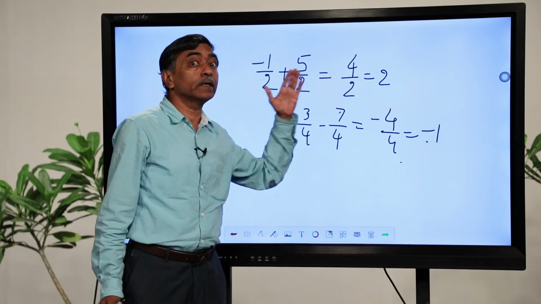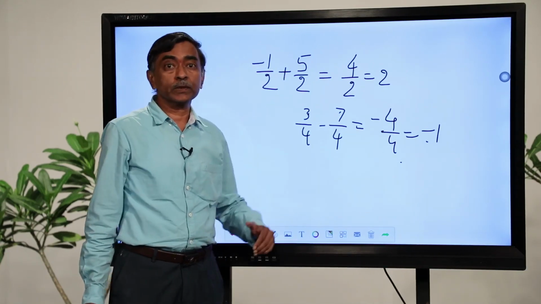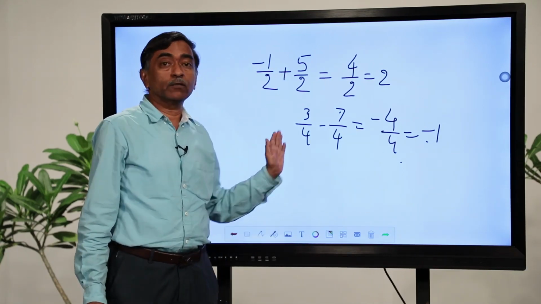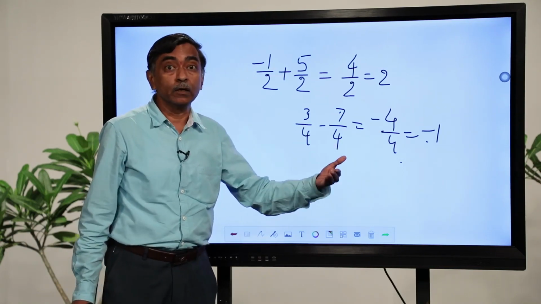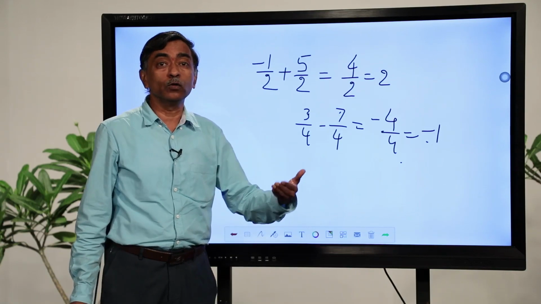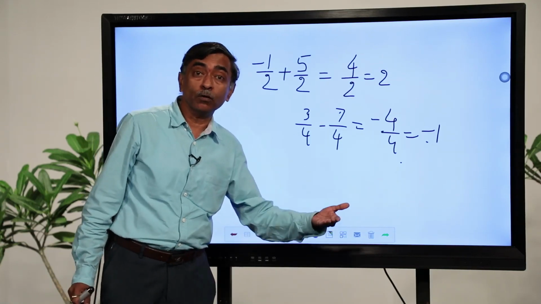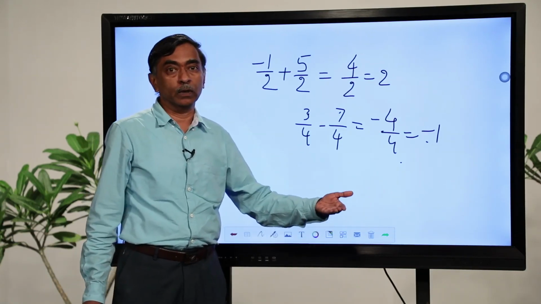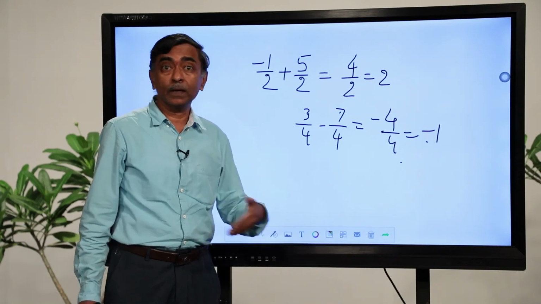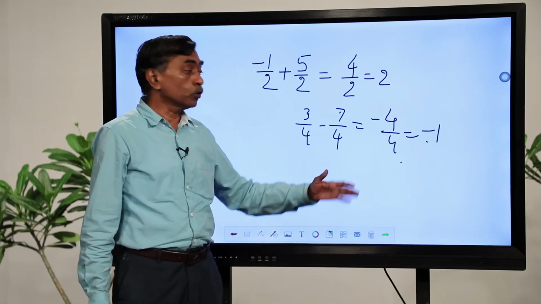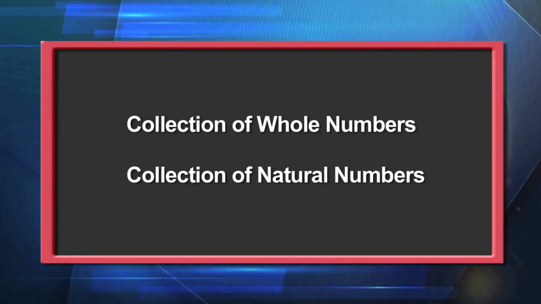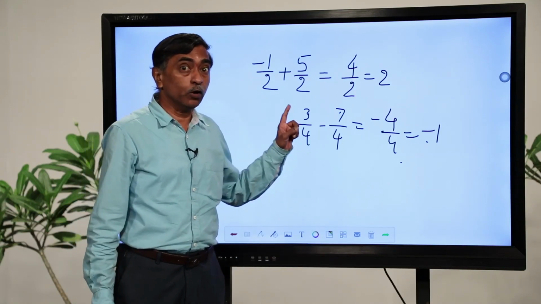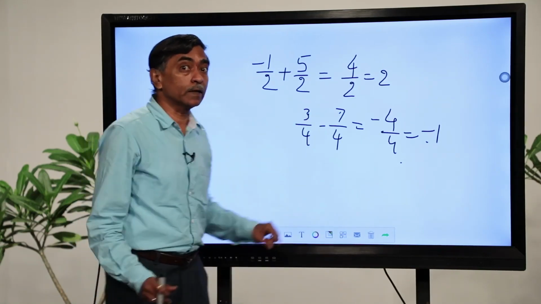Will it hold in the case of natural numbers? Just now I showed you that if I take two whole numbers, for example 2 minus 3, or if I take two whole numbers 0 and 2, will 0 minus 2 be a whole number? It will not be a whole number. Will 2 minus 3 be a whole number? It will not be a whole number. So, the collection of whole numbers and the collection of natural numbers are not closed under the operation of subtraction, but the collection of integers is definitely closed under subtraction.